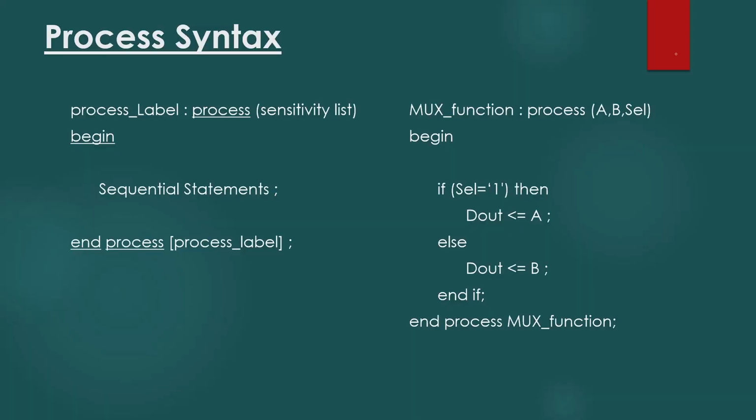So, from our last session, we understand that our sequential statements are going to be inside of a process body. Here, let's talk a little about the process syntax. On the left side, you can look over the syntax first, and then on the right side, you can map that with the example of a multiplexer function.